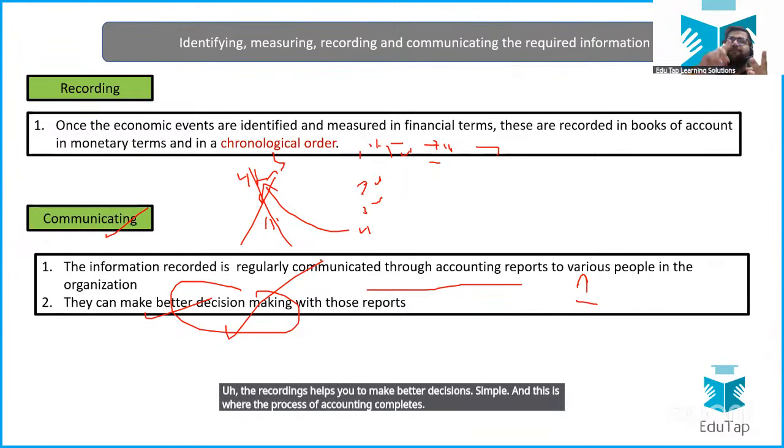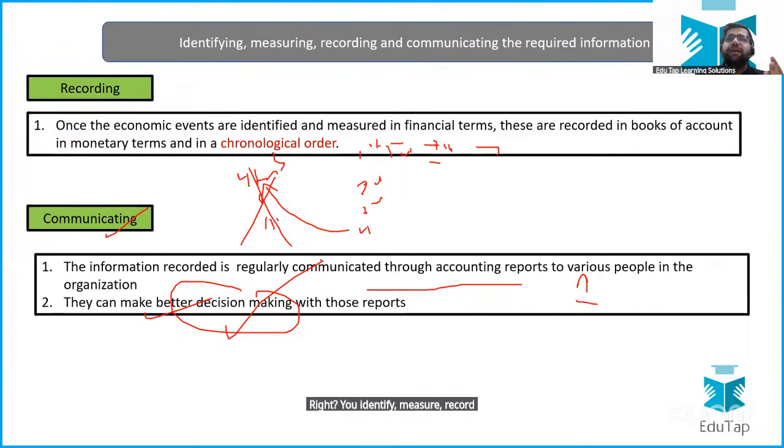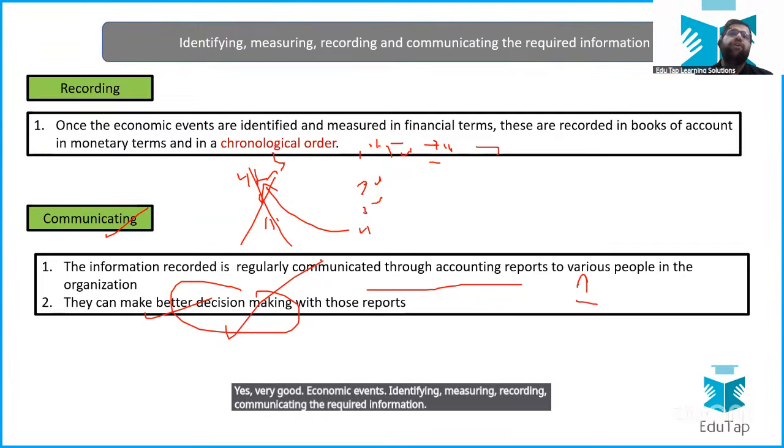You identify, measure, record, and communicate the required information related to what? Related to what? Hello, tell me. You identify, measure, record, and communicate the required information related to what? Fill in the blanks. Please tell me. Yes, very good. Economic events. Identifying, measuring, recording, communicating the required information for economic events.